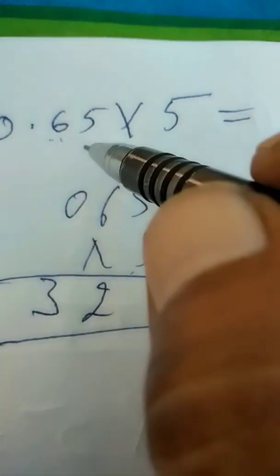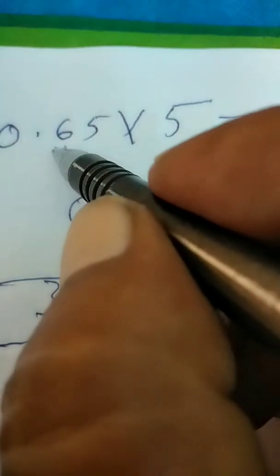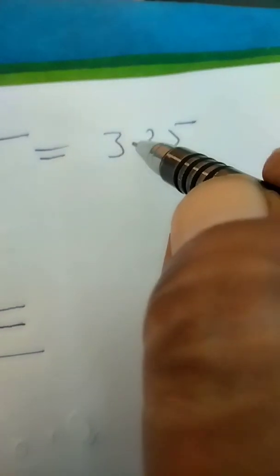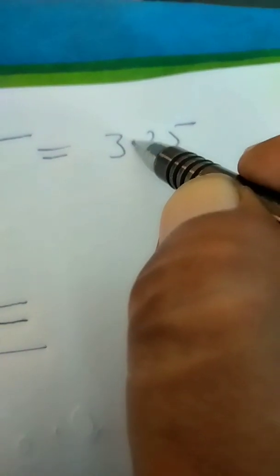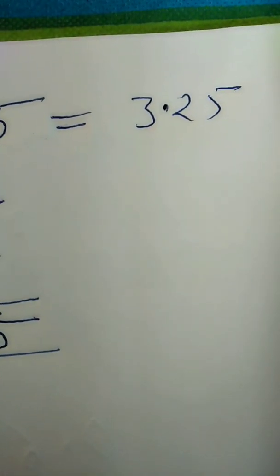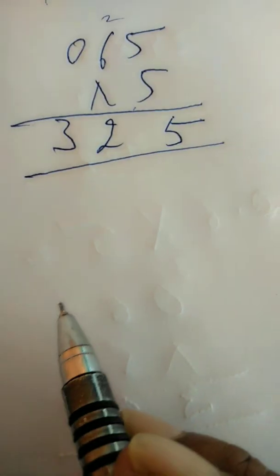Now with decimal, what will be the answer? After the decimal, here we have two digits. So in the answer we must have two digits after the decimal. So your answer will be 3.25. Okay, now let us take another example.